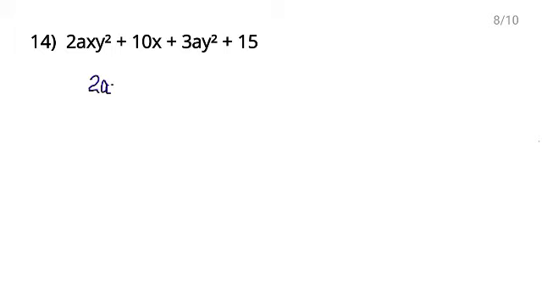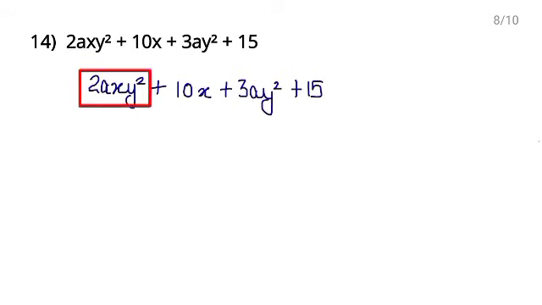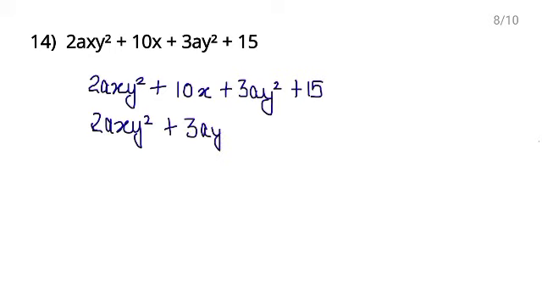Next question, question number 14. This is 2axy square plus 10x plus 3ay square plus 15. Now from this term and this term we have a and y square common, so we will take it common. इनको एक साथ रख लेते हैं. 2axy square plus 3ay square plus 10x plus 15, right?